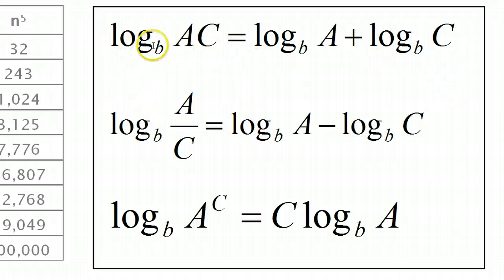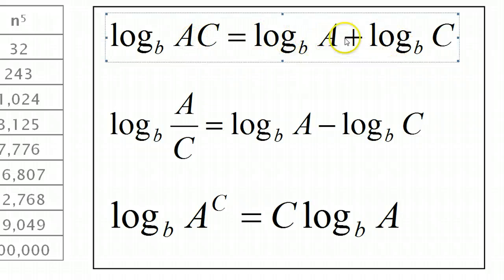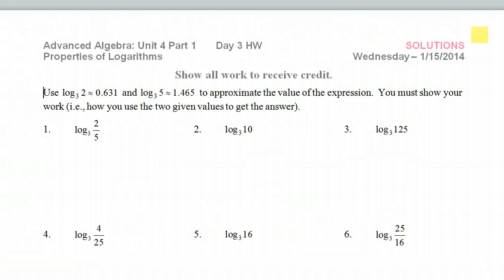It turns out that if you have the log of a product, that's the same thing as the sum of the two separate logs. Similarly, if you have the log of a quotient, like a divided by c, that's the same thing as the log of a minus the log of c. And finally, if you have the log of something that has an exponent, that has the same value as multiplying by the exponent. So memorize these and let's see how we can use them.